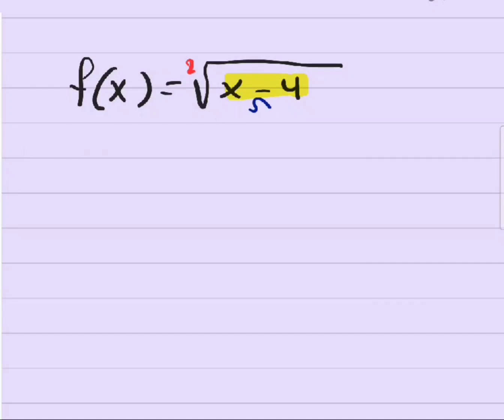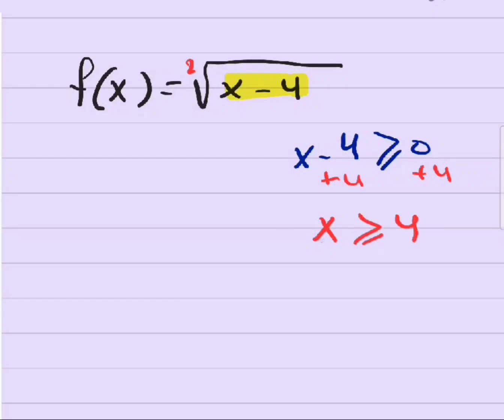It's all real numbers. But for even radicals, or radicals with even index numbers, you have to set the inside greater than or equal to 0. It can't be negative. So for this one, all we need to do is add 4 to both sides. So x is equal to or greater than 4.